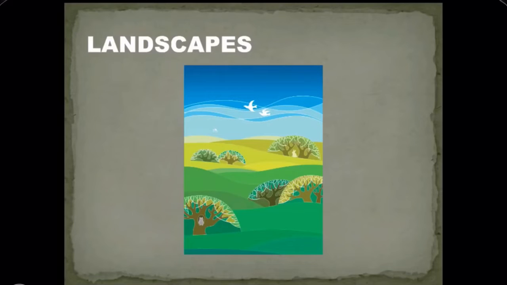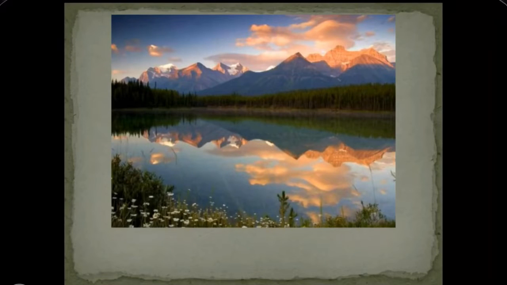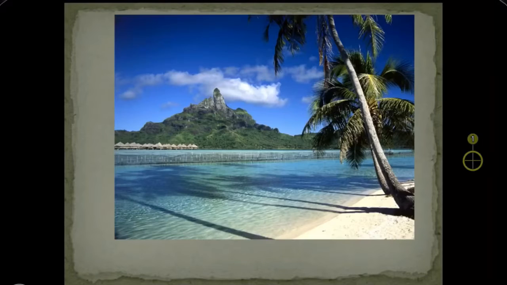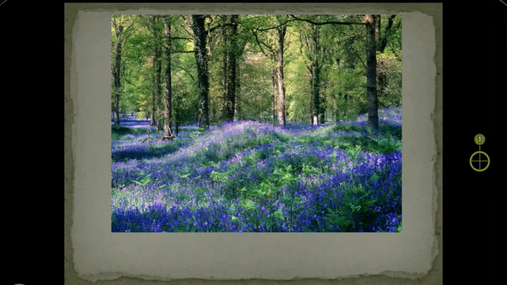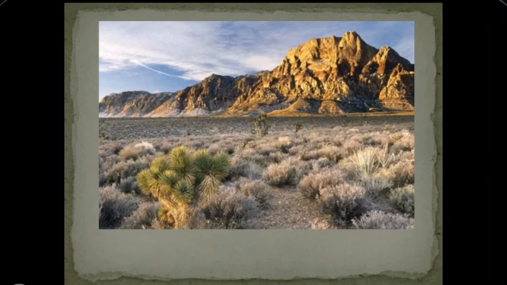Okay, third grade, today we're going to be talking about landscapes. A landscape is an artwork that takes place outside. It includes the sky, it includes the ground. So you could have something like a mountain landscape, a beach landscape, a farm landscape, forest landscape, even a desert landscape. So landscape is anywhere outside where you can see the sky, you can see the ground. It usually covers a large space.